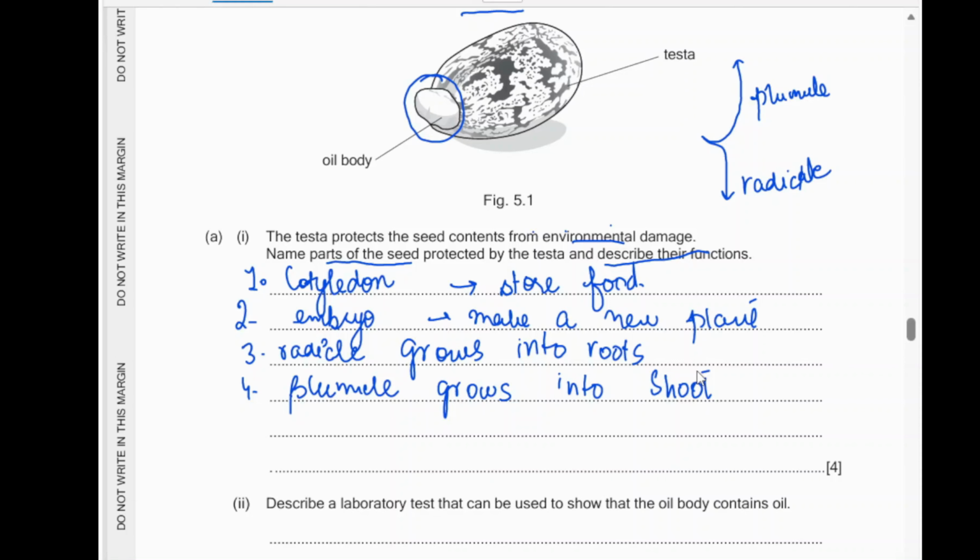Now the question is, only a small number of flowering plant species produce seed with oil bodies. Suggest one advantage and one disadvantage of producing seed with oil body. So the advantage is that because ants are taking both things, so the advantage is due to ants. How does it help in producing plants?